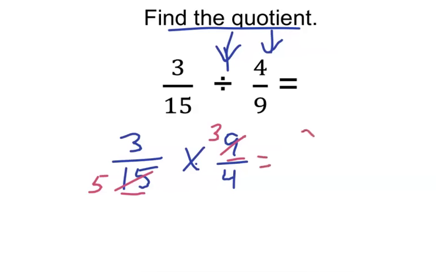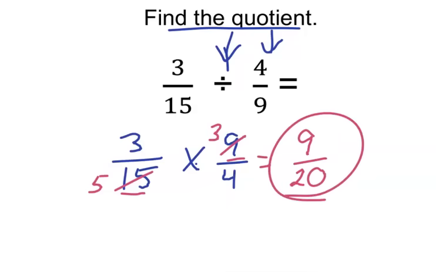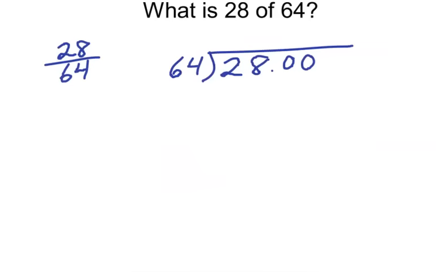3 times 3 is 9. 5 times 4 is 20. There's our answer, 9/20. Okay, what is 28 of 64?